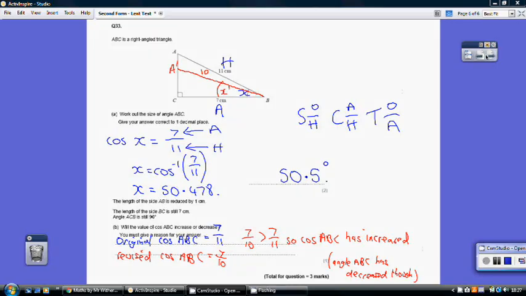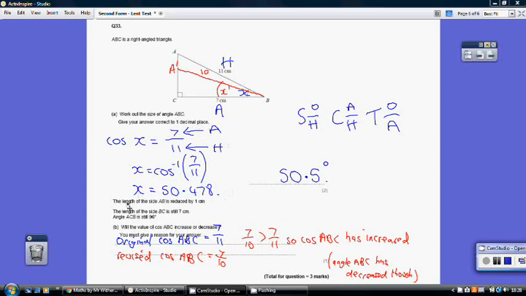Question 33. So for part A, I've got to work out the size of the angle ABC, so that's what I'm just calling x here. Now on this occasion I know the adjacent side of 7 and the hypotenuse of 11. Adjacent and hypotenuse, so this is a cosine question. So cosine x equals 7 over 11. Inverse cosine both sides, I get x equaling inverse cos 7 over 11. Popping that into my calculator, I get x being 50.478 ... which is 50.5 to one decimal place.